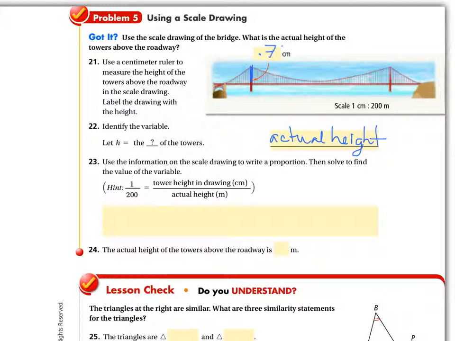So use the information on the scale drawing to write a proportion, then solve to find the value of the variable. So hint, 1/200 is equal to the tower height in the drawing to the actual height in meters. Where did they get the 1/200? Right, look at the scale. Is the scale in equal measurements? Centimeters and meters are not equal measurements.